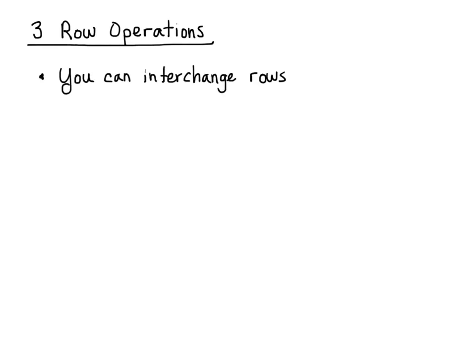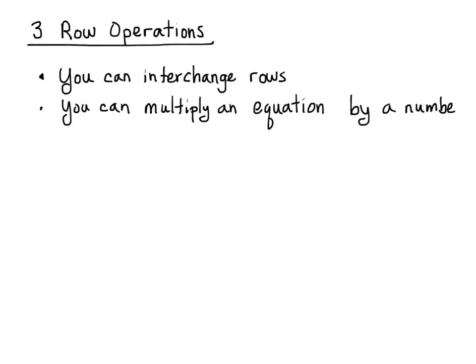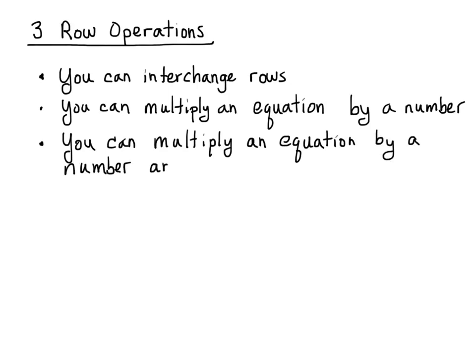Number one is you can interchange rows. Number two, you can multiply an equation by a number. And three, you can multiply an equation by a number and then add it to another equation. And this last step here is really the key step that we'll be using to solve simultaneous equations.